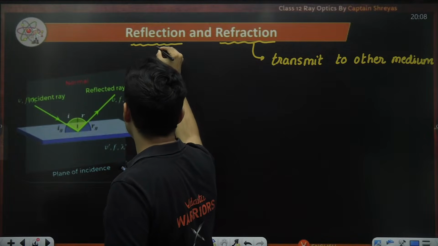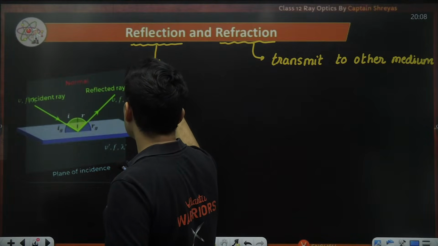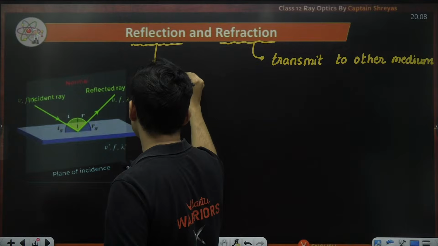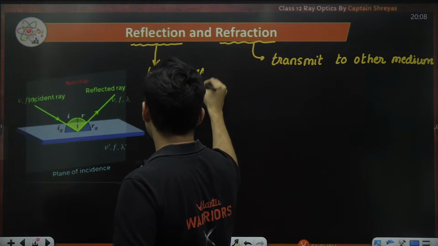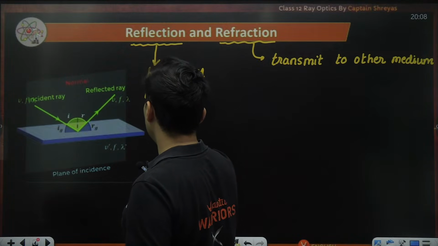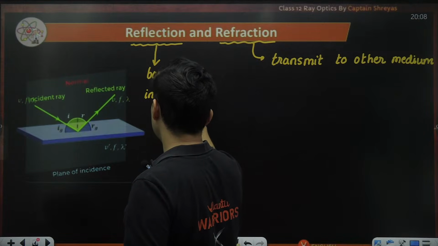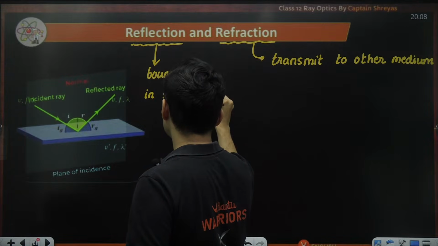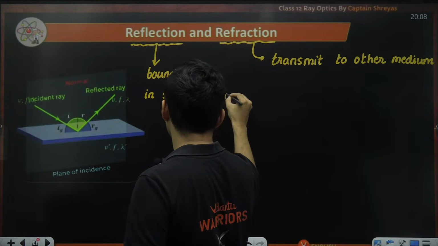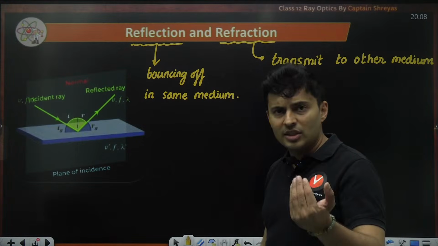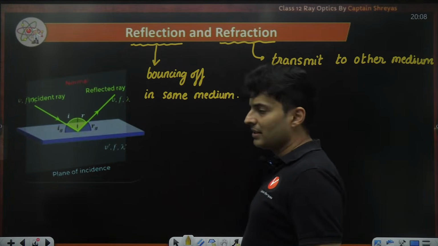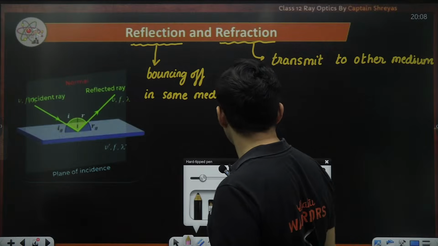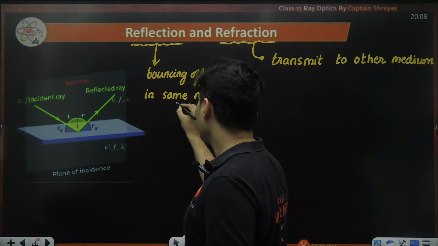And when I talk about reflection, it is bouncing off in the same medium. That's very important: in the same medium. When the light bounces back in the same medium, a couple of things will obviously remain the same.